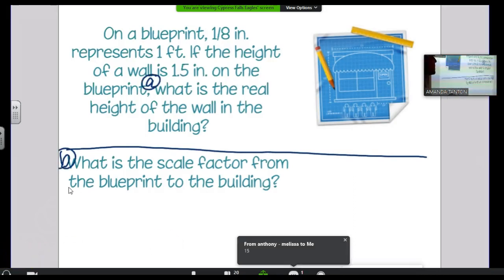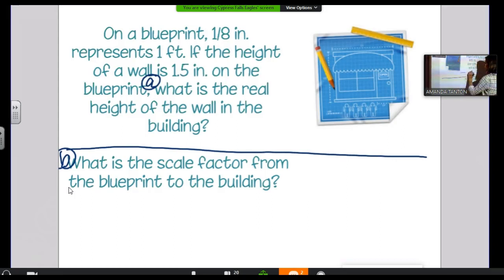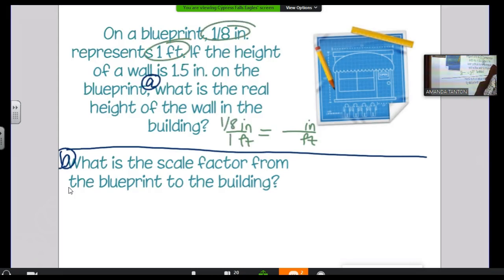So we use a trusty old proportion. That's all you do here, especially since it's kind of confusing. They gave us fractions and decimals, but the great news is a proportion can handle all of it. So in my proportion, I'm going to choose to do inches is to feet as inches is to feet. I'm going to use my scale first: 1/8 of an inch equals 1 foot. And then the height of the wall is 1.5 inches.